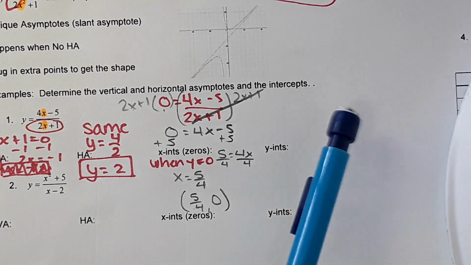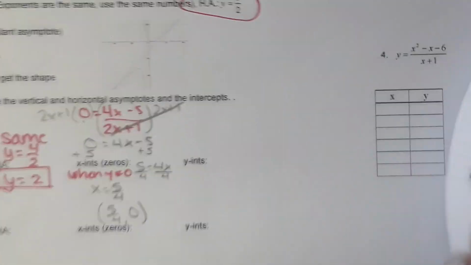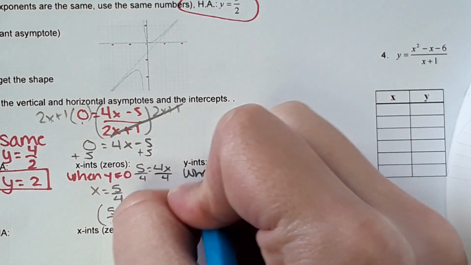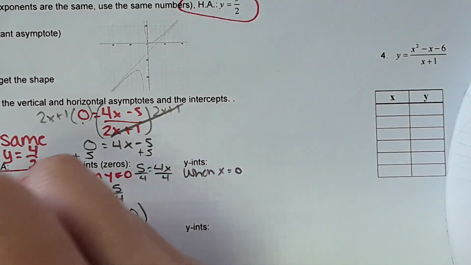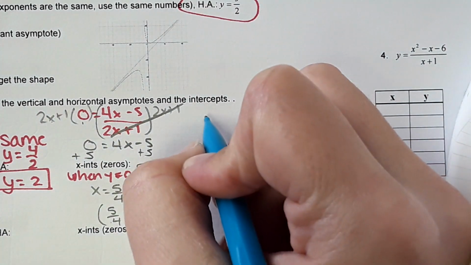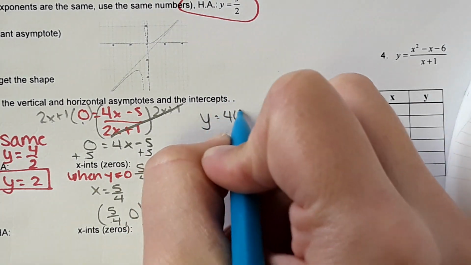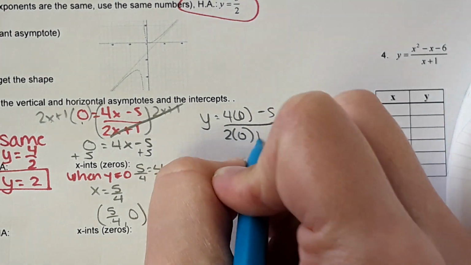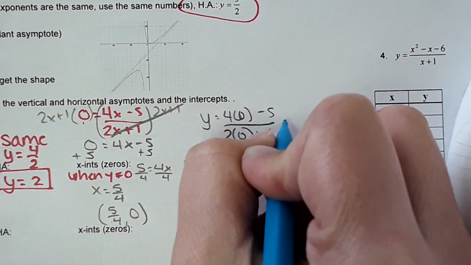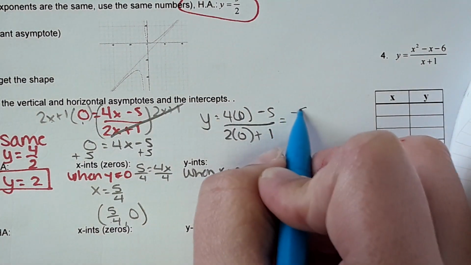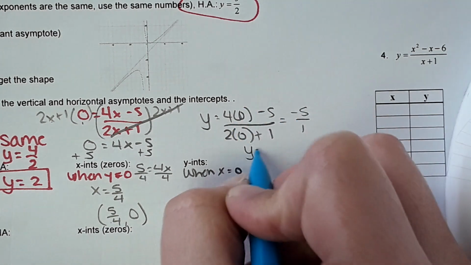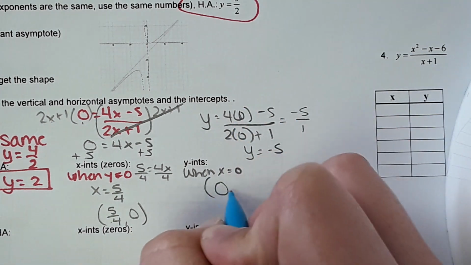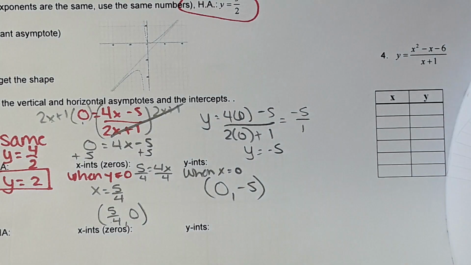And then the y-intercept. The y-intercept is when x equals 0, so we take the same equation and plug in 0 for x. So y equals 4 times 0 minus 5 over 2 times 0 plus 1. So this would equal negative 5 over 1, or y equals negative 5, and our coordinate looks like that.